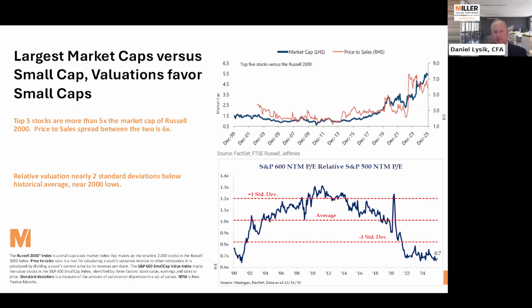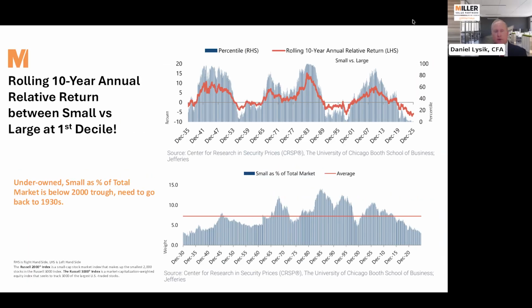On the next slide, we highlight basically the rolling 10-year average relative returns between small caps and large caps. And we ended 2025 at the first decile when you go back over the past 100 years. Small caps have lagged large caps by approximately 6% annualized. And as you can see in the chart, the late 1990s, early 2000 was the last trough of similar nature. And going forward, small caps outperformed by 6% over the following 10 to 12 years.